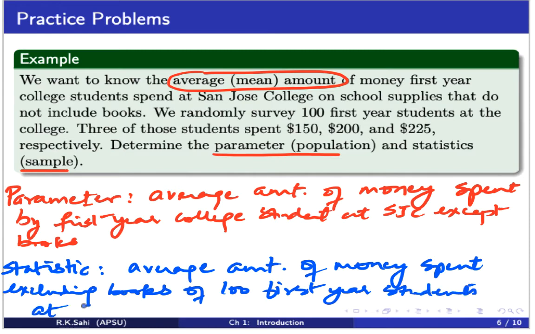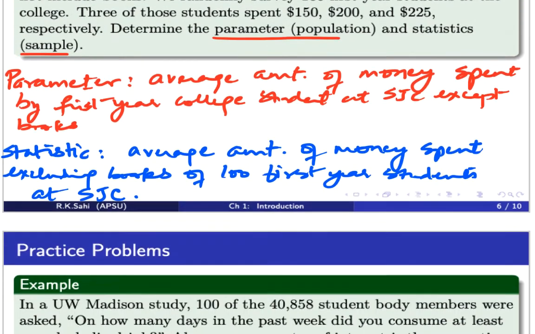At San Jose College. Okay, so looking at the sample set here. Okay, let's look at another example.